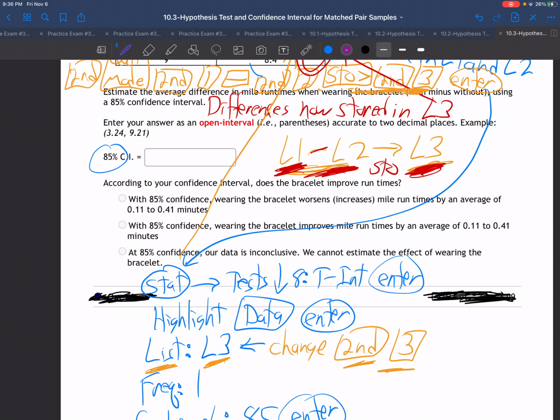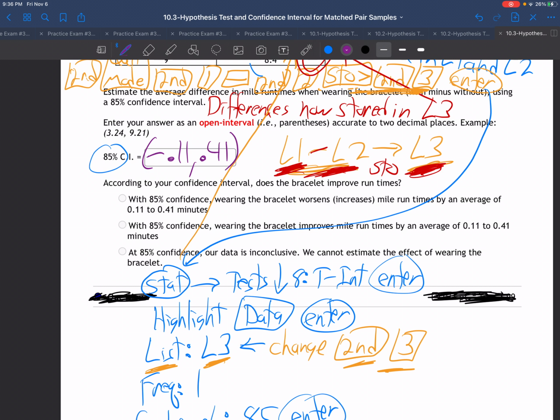Rounded to 2 places, I'm getting negative 0.11, comma, 0.41.